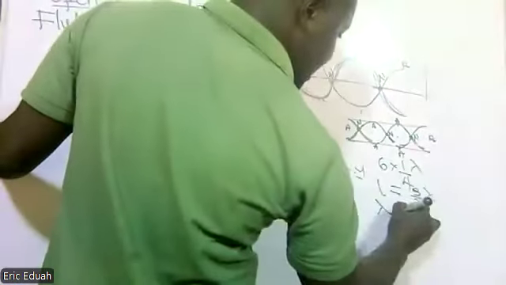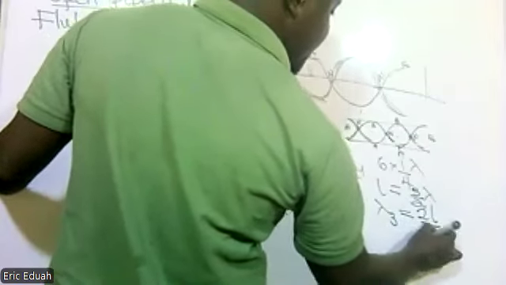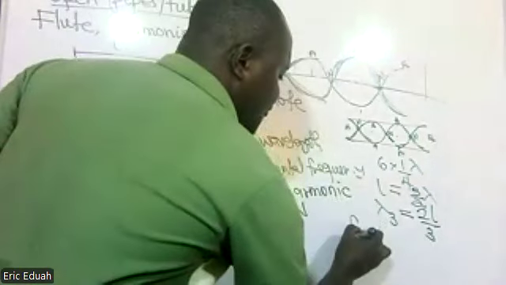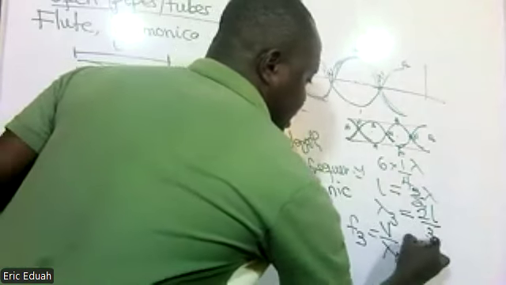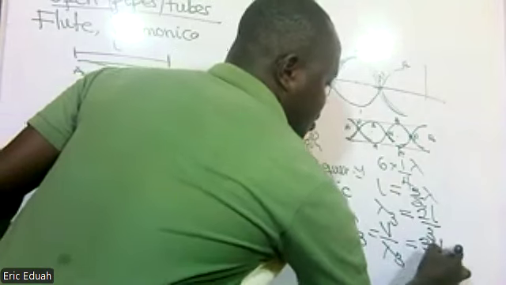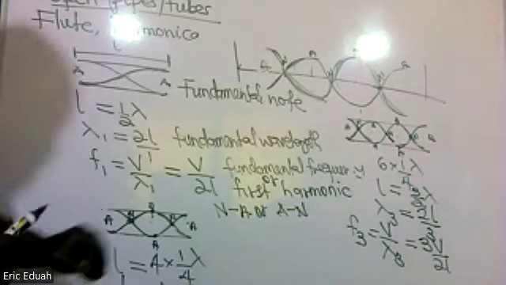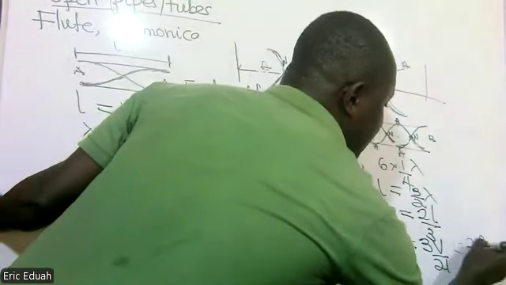So lambda 3 would be equal to 2L on 3. Therefore, F3, which is V on lambda 3, is also 3V on 2L. So clearly, this is equal to 3 times F1.